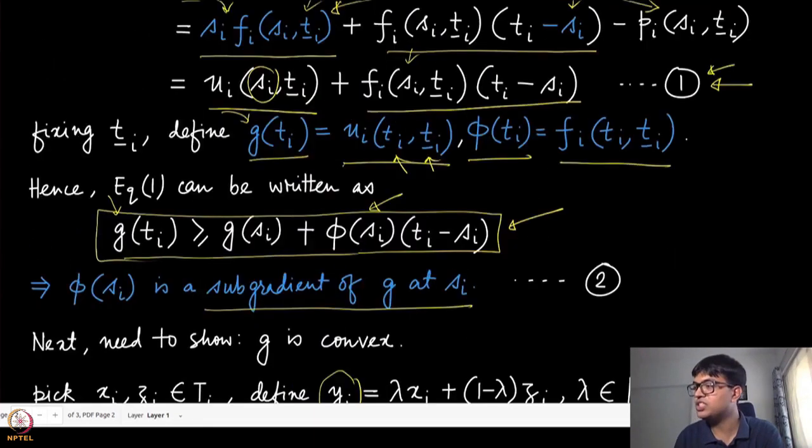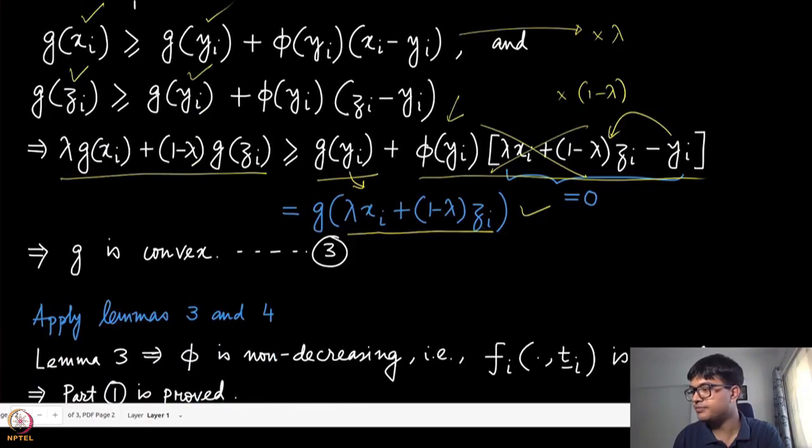So what was g? G was nothing but the utility function. This is something that we noticed in the very first example of the second price option, that the utility was convex, and its derivative or subgradient in this case happened to be the allocation function. And that is not just a coincidence. This can be seen for any kind of truthful mechanism which allocates one single indivisible object.